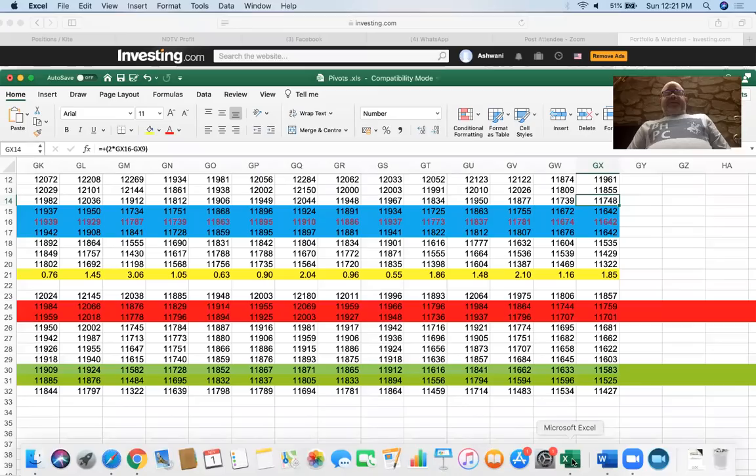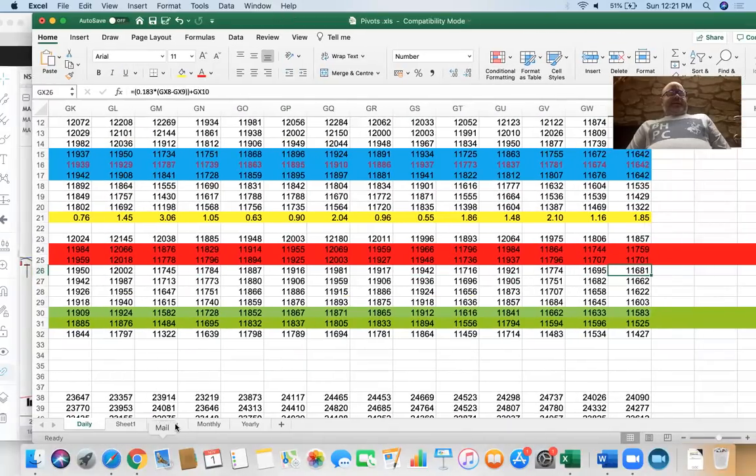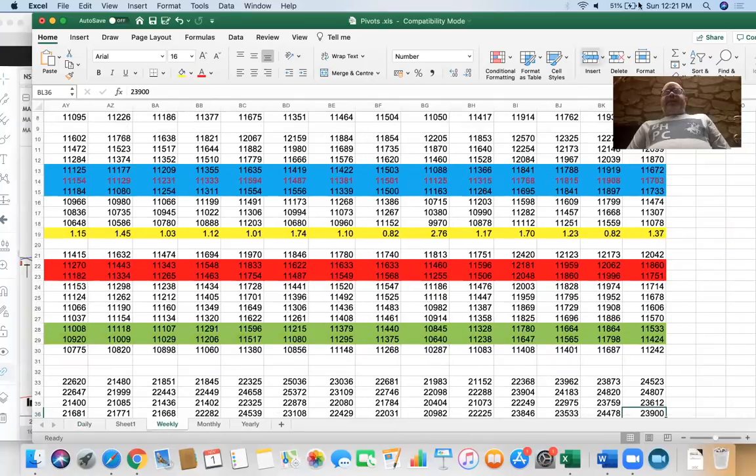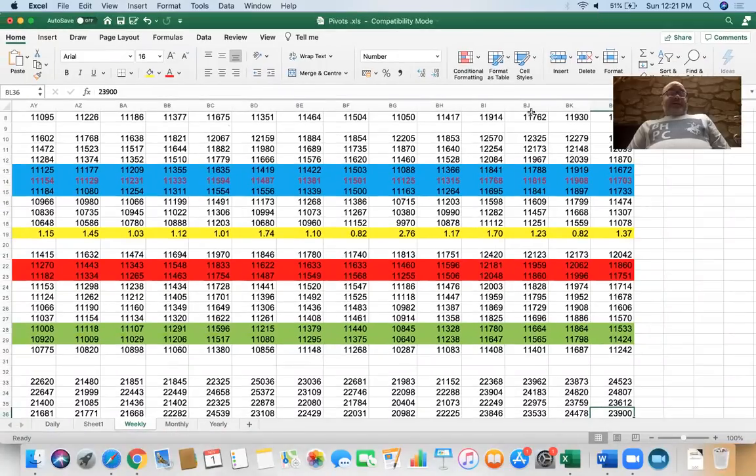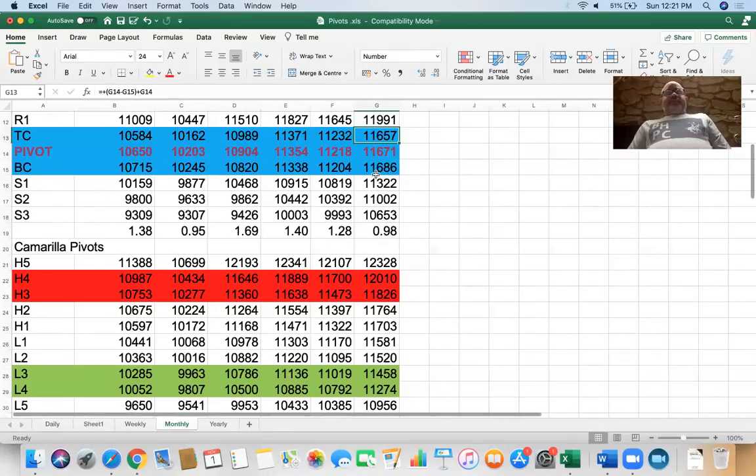In terms of the pivot, we have the daily pivot at 11,642. We have the weekly pivot at about 11,703, and the monthly pivot is at 11,671. So everything is kind of coinciding with this 11,670, 11,700 zone.